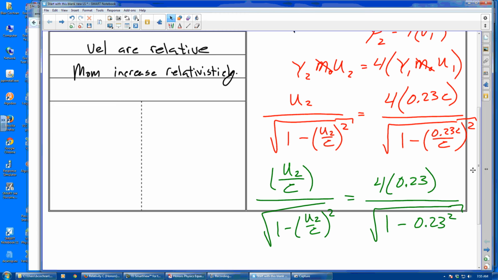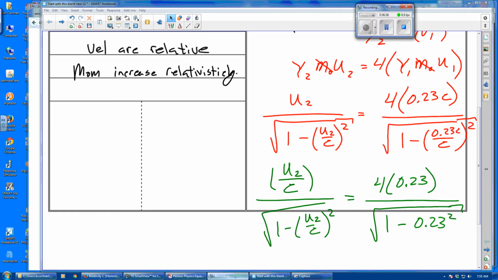Either algebraically or using Wolfram, solve for U2 over C. You can put it in as the variable X or however you want to solve for it. I'll solve and make sure it works, but you try it too, and if you need help with the math, call me over.